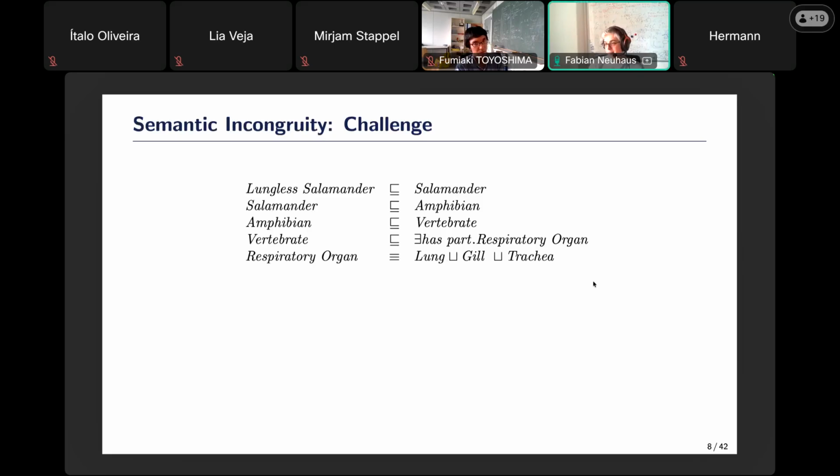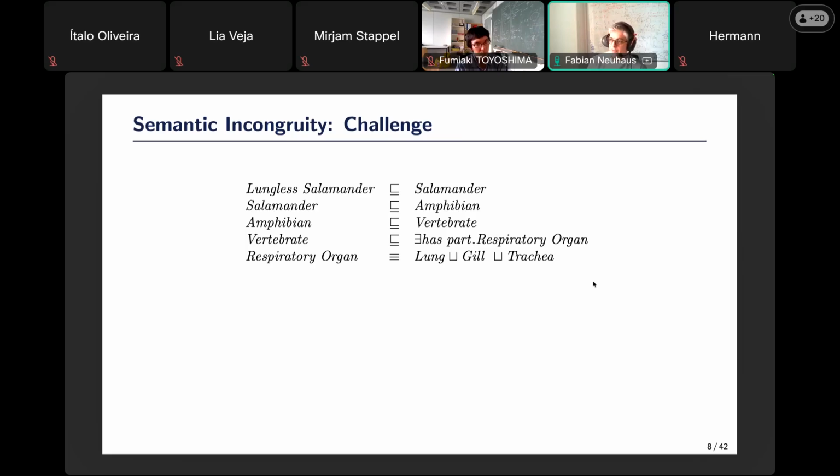But in many cases, these semantic incongruities are the result of the interaction between many axioms and many terms that occur in the axioms. For example, here we have a small biological ontology which talks about lungless salamanders. We know lungless salamanders are salamanders. Salamanders are amphibians. Amphibians are vertebrates. Vertebrates have as part a respiratory organ, and respiratory organs are lungs, gills, and trachea, and nothing else.